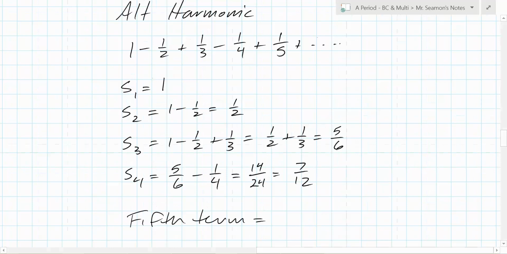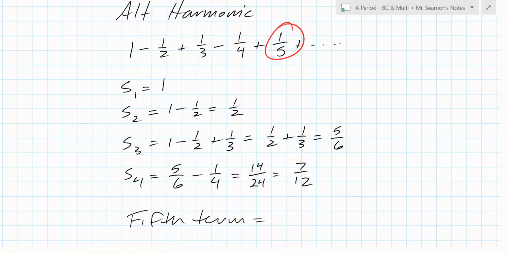Fifth term is equal to what? 1/5. So if you have S4, what's the furthest you can be possibly away from the actual sum? 1/5. If you're doing Sn, the partial sum of the first n terms, and you add them all together, that partial sum is no more than the next term's distance away from the actual sum. What does an alternating sum do?